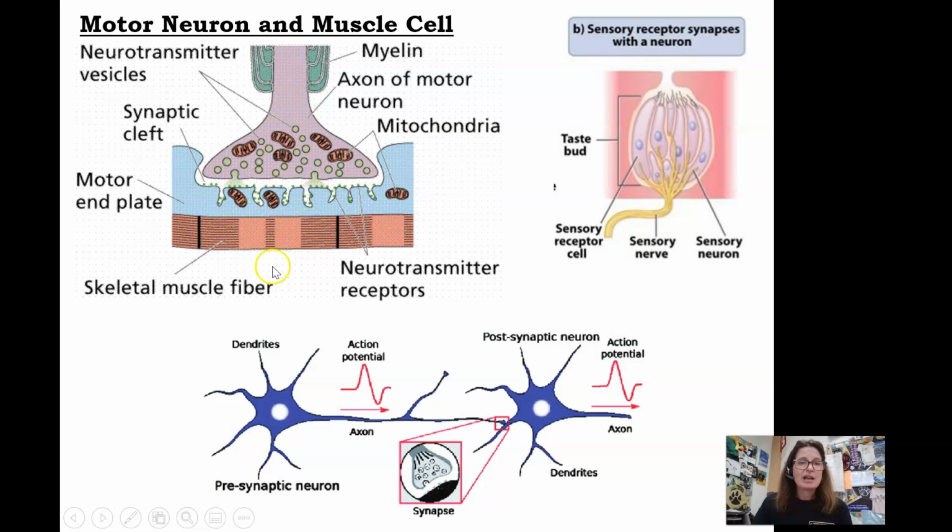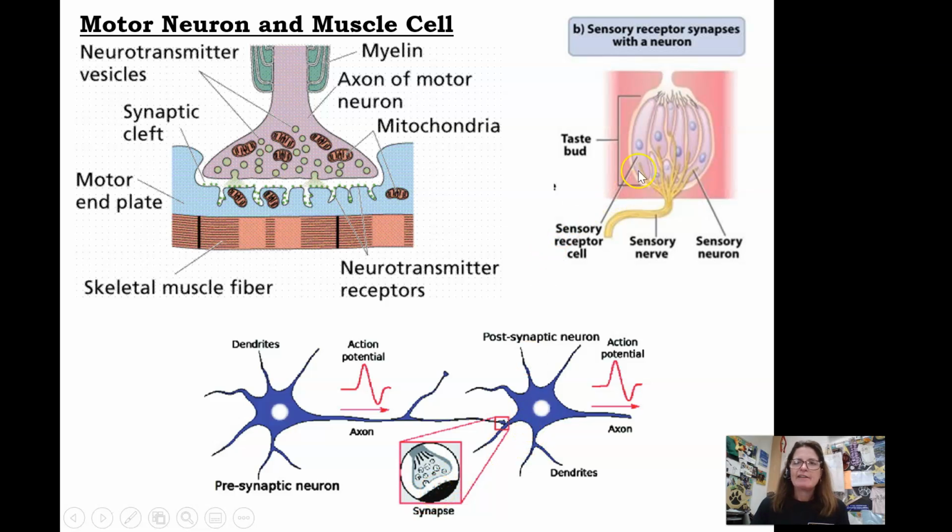And here's your postsynaptic cell. So you've got your synaptic cleft in the middle, postsynaptic cell down here. Here you take your presynaptic cell and your postsynaptic cell, and they just blew up the synapse here so you could see one synaptic end bulb and the dendrites on the postsynaptic cell.